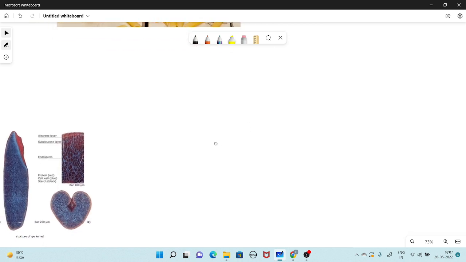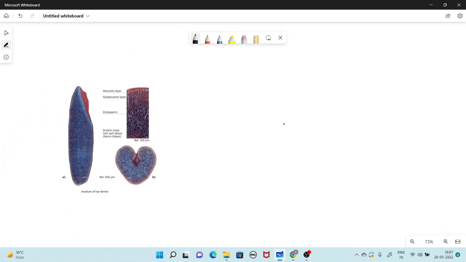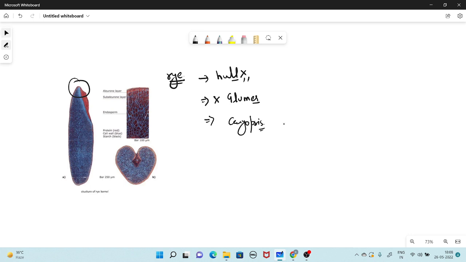Now let's talk about another type of seed or grain, which is rye. In rye, there is no hull part. It does not have any glumes, hairy structures on one tip of the seed. It also has caryopsis, which means the seed coat is fused with the pericarp. And it contains pericarp, seed coat, nucellar epidermis, germ, and endosperm.